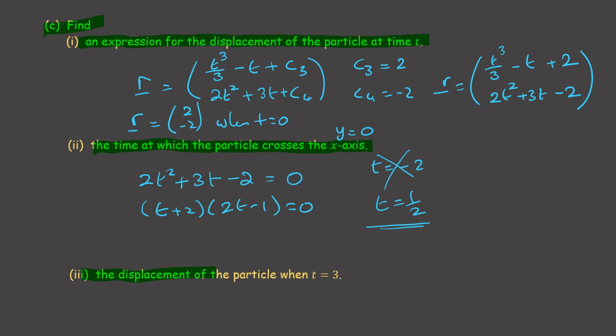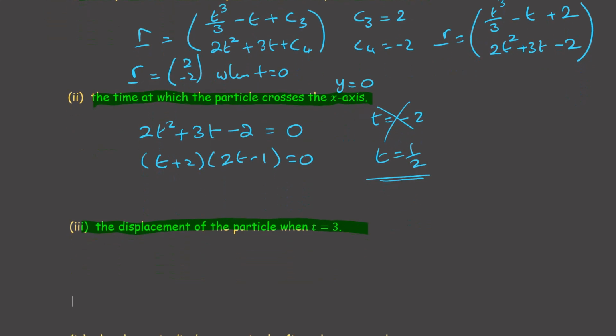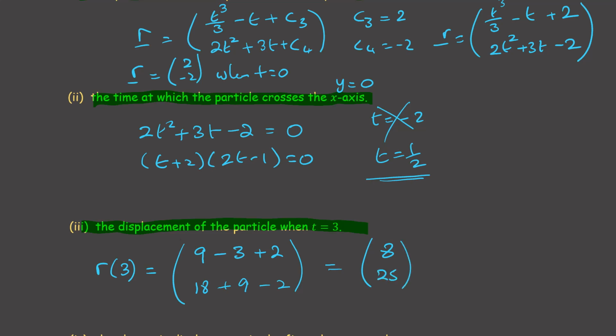We now want the displacement of the particle when t equals 3. So that's just r of 3, which is going to be 3 cubed, 27 divided by 3 is 9, take away 3 plus 2, and 3 squared is 9, so 18 plus 9 take away 2. So that is going to give me 8 and 25.